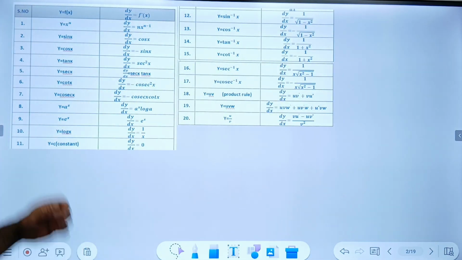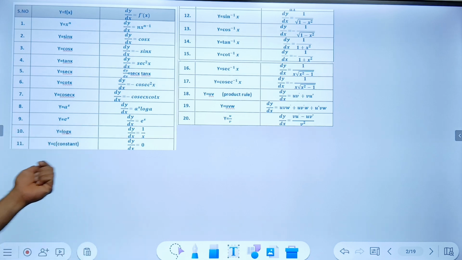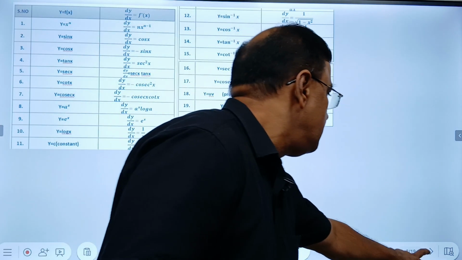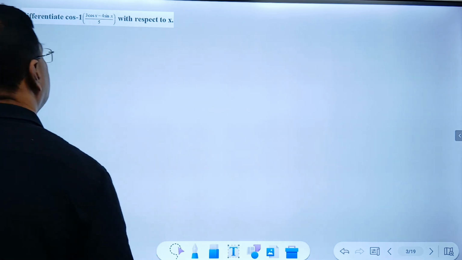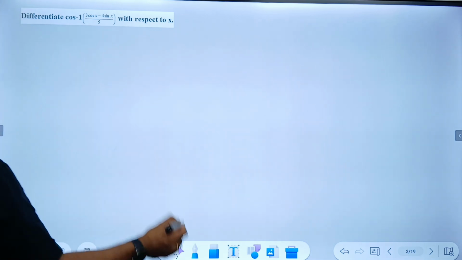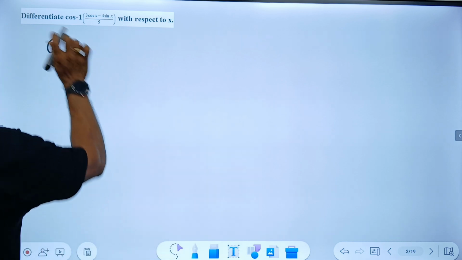Now these are the formulas that I always give at the beginning of the class, so this is for your reference. This will help you understand the various formulas that we're using in differentiation. Now let's move to this question. This is again an inverse trigonometric function. Now how do I go about these problems? It is actually very simple.